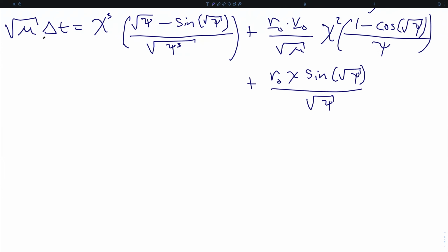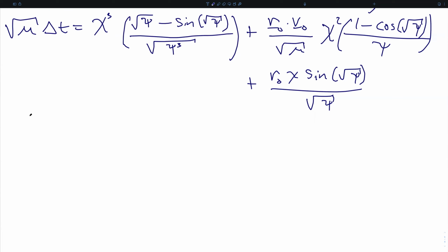root mu delta t is chi cubed times the quantity root psi minus sine of root psi divided by the square root of psi cubed, plus r naught dotted into v naught over the square root of mu times chi squared times quantity 1 minus cosine of root psi divided by psi, plus r naught magnitude times chi times sine of root psi divided by root psi.